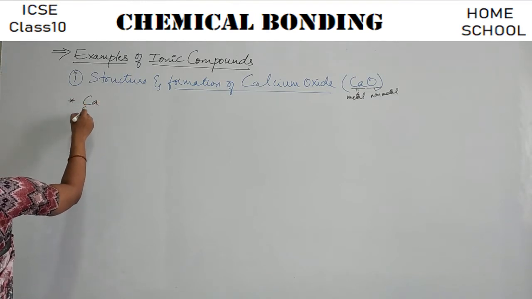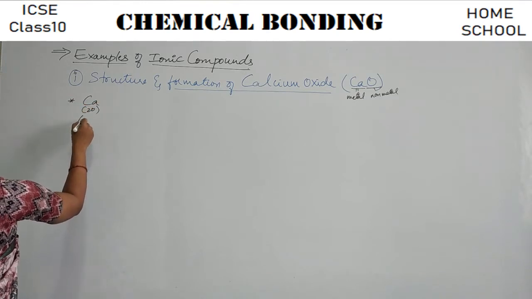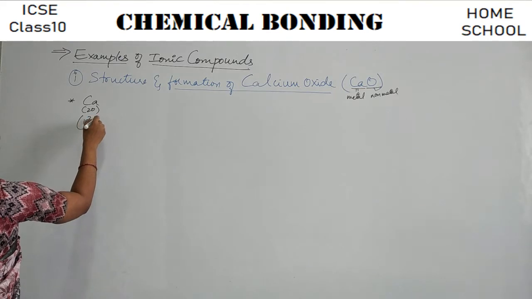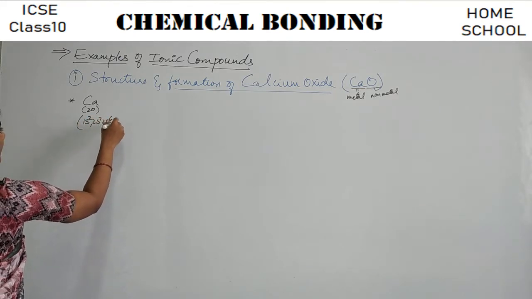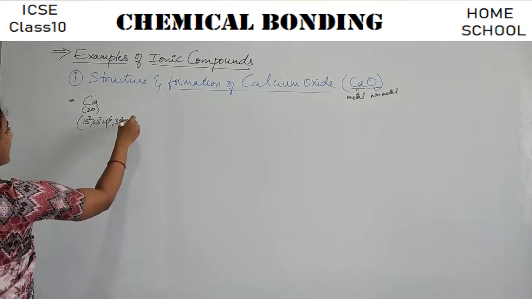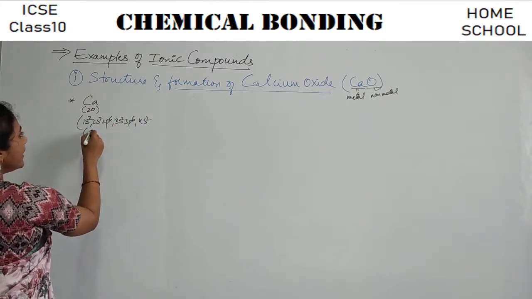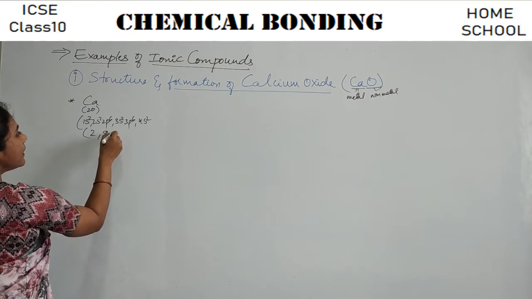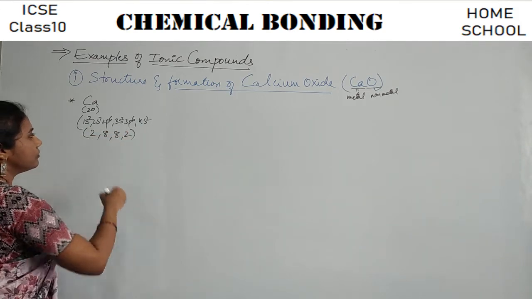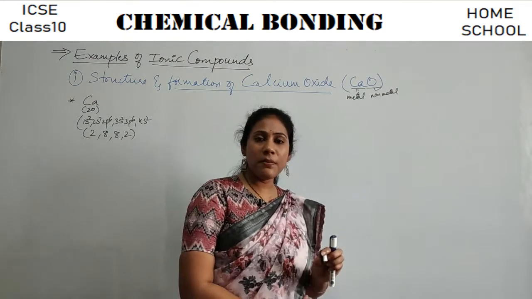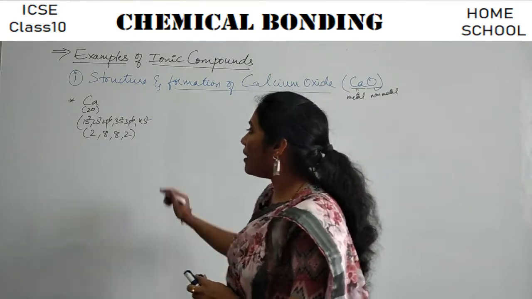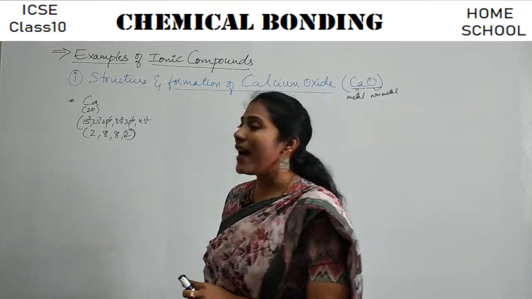Calcium has atomic number 20, and electronic configuration 1s2, 2s2, 2p6, 3s2, 3p6, 4s2. In a simple way, we can write 2, 8, 8, 2. So is our calcium stable? No, because in the last shell you have only 2.